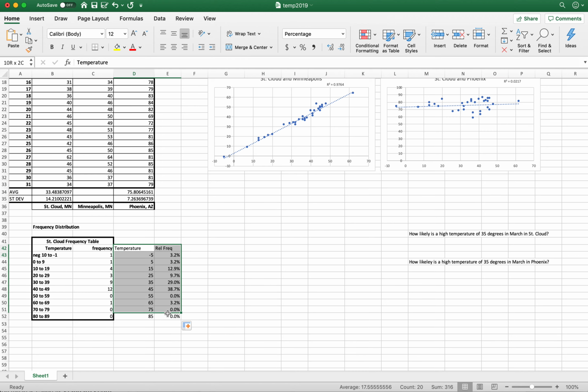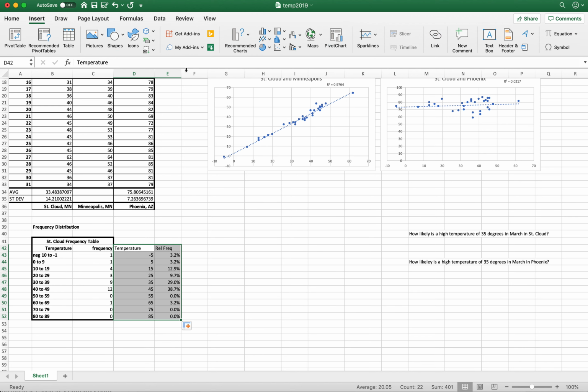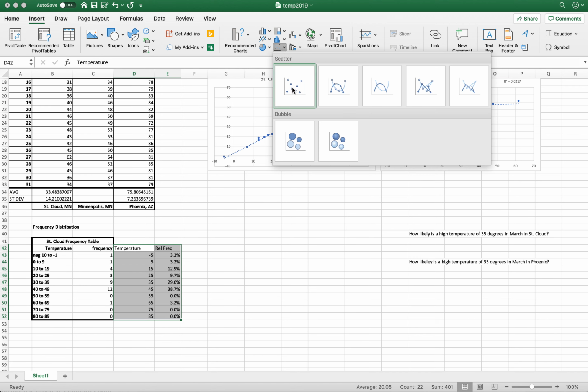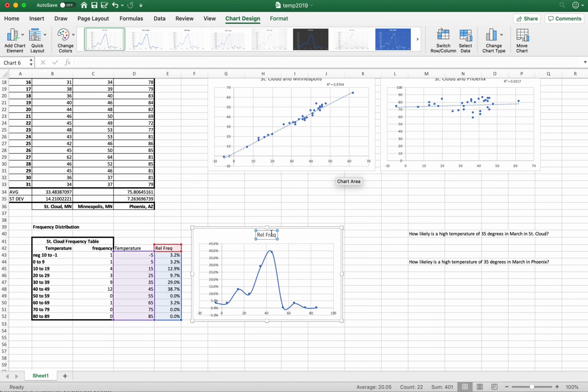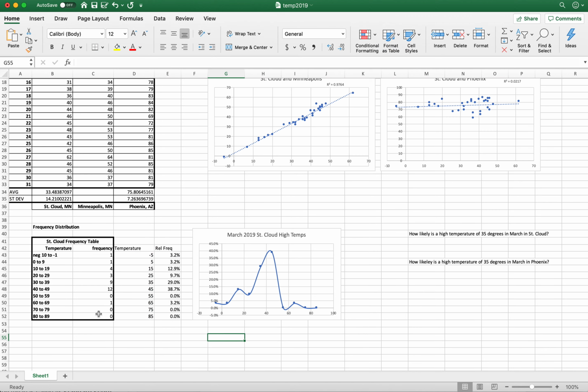Okay, now I can grab this set of data, and I'm going to go to an XY scatter plot. And I'd like one that has lines in it, so I would choose this one. Yeah, that looks pretty good. I'm going to call this March 2019 St. Cloud high temps. And what this is doing is it's just giving you a visual representation of a frequency table.